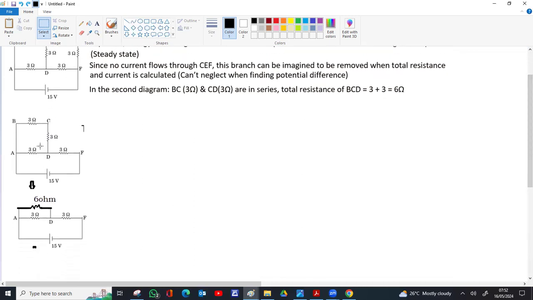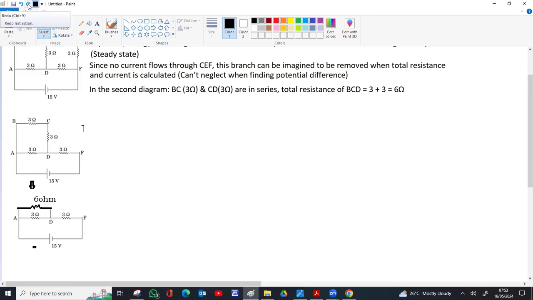So this 6 ohm is a replacement for 3 and 3 in series. Now the effective combination of these two parallel resistors, we can use a formula 1 by R equal to 1 by R1 plus 1 by R2. If you take LCM on the right side, it will be R1 plus R2 by R1 R2. If you take reciprocal, it will be R1 R2 by R1 plus R2.